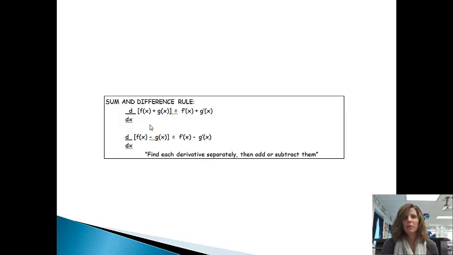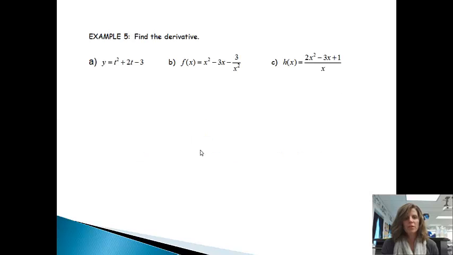I probably would just intuitively do this in a problem and it would just magically work out fine. You'll notice if I have two separate functions and it asks me to find the derivative, d dx is the derivative, then basically all we're going to do is take the derivative of each function separately and add them together. Same thing if we're subtracting, we'll just take the derivative of each function separately and then subtract them. So let's look at a few examples.